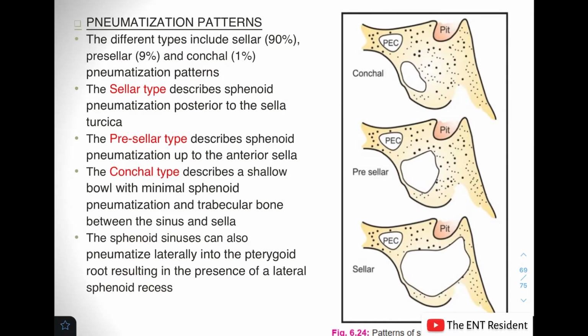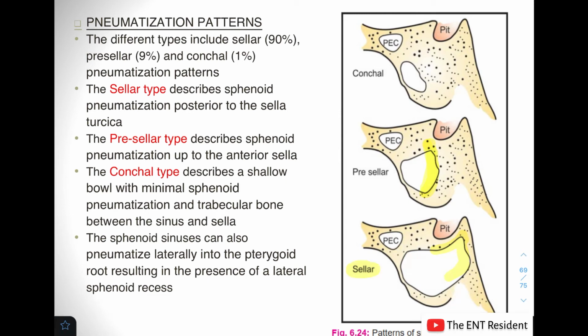Next, coming to the pneumatization patterns of the sphenoidal sinus. There are three different types. The first type is the cellar type, which is seen in about 90% cases. Cellar type basically describes sphenoid pneumatization posterior to the sella turcica. So this here is the cellar type, and you can see how the pneumatization is going posteriorly to the sella turcica. The pre-cellar type, which is seen in 9% cases, describes a sphenoid pneumatization right up to the anterior sella. So you can see the pneumatization is limited to this part.